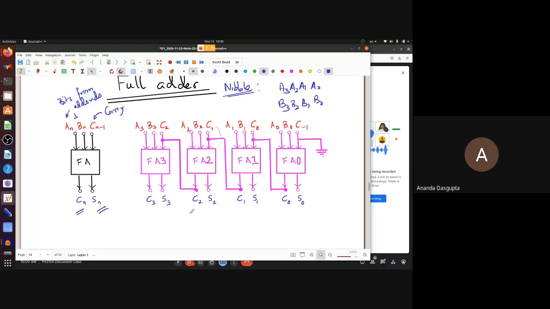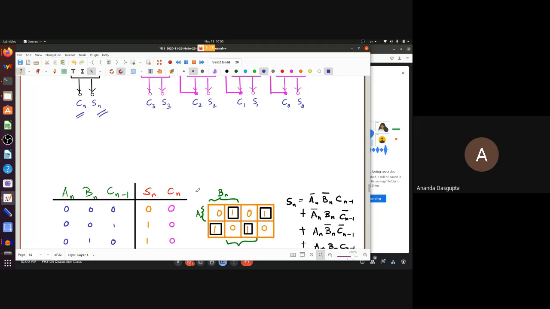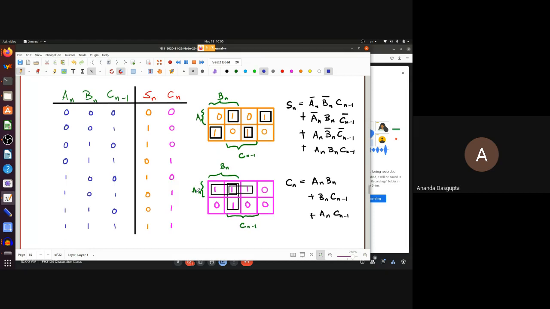Of course, I've just shown you a nibble adder, two 4-bit adders, but I could just put 8 such full adders together and get a byte adder, or more of them together to get ways of adding bigger Boolean numbers. And these are actually used in computers exactly this way.